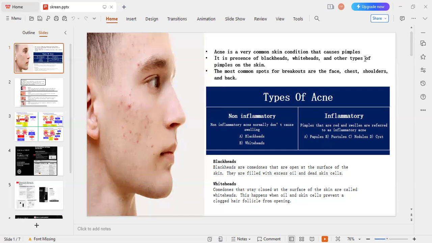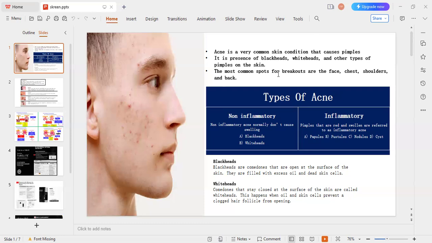Under non-inflammatory acne, we have blackheads. Blackheads are comedones that are open at the surface of the skin. They are not closed, they are open, and they are filled with excess oil, impurities, and dead skin cells. Blackheads are very visible on people's faces. Then there are whiteheads, also under non-inflammatory acne. Those are comedones that stay closed at the surface of the skin. This happens when oil, dead skin cells, or impurities prevent the clogged hair follicles, which are the comedones, from opening. They're completely blocked or closed at the surface of the skin. Such non-inflammatory acnes are known as whiteheads.